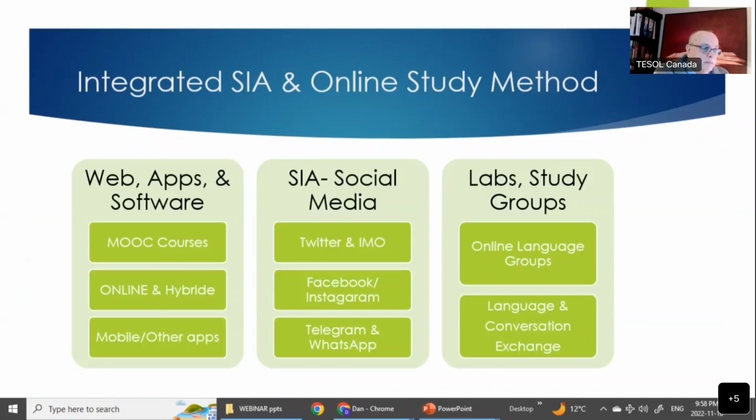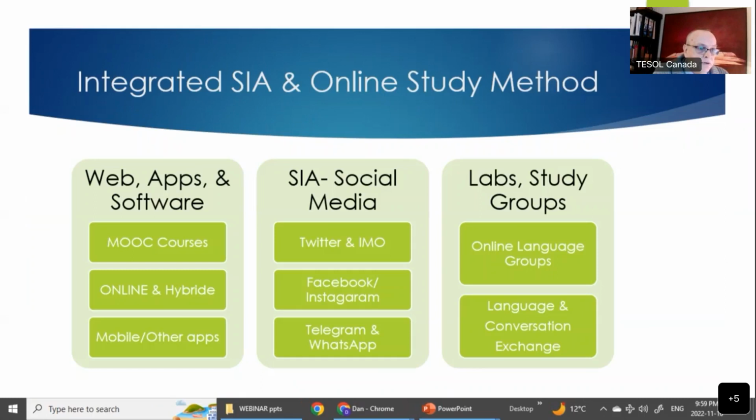So as I mentioned, during the pandemic, these online study methods and these integrated social media platforms became extremely heavily used. So the MOOC courses, the online and hybrid courses, hybrid simply meaning that it was a combination of in-person and online, using mobile devices, phones and pads and iPads and tablets and things like that for other applications.